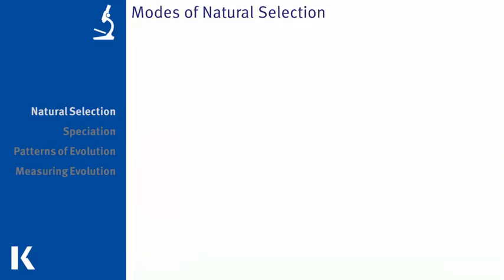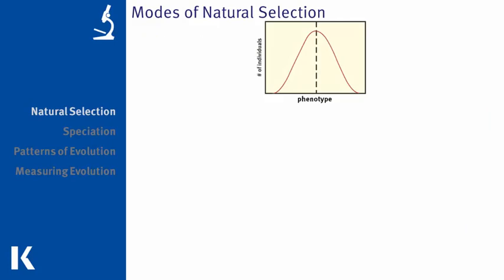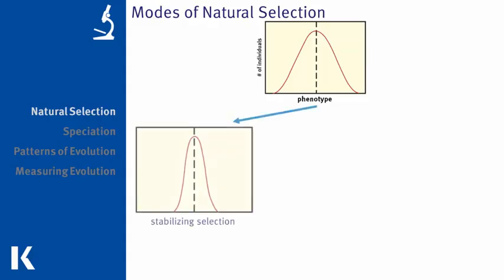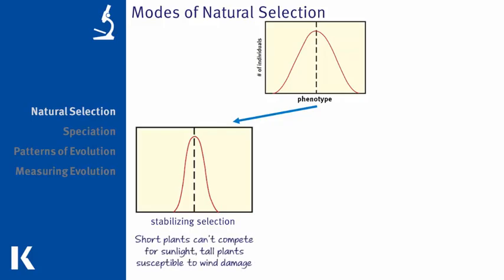Natural selection has three different modes of operation. We'll use this graph to help visualize the different modes of natural selection. This graph shows a bell curve representing the different phenotypes within a population. The first mode of natural selection is called stabilizing selection, and acts to maintain phenotypes within a tight range, eliminating those at the extremes.